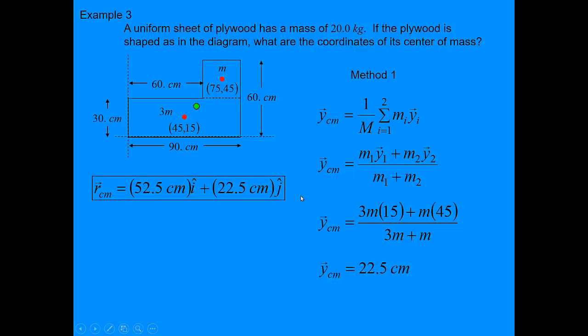So notice what our process was here. We took this weird-shaped object and broke it up into 2 objects of which we could find the center of mass. Those are the points where we can think of all the masses acting. So we essentially turned it into a 2-object system and then found the center of mass of that 2-object system, which ends up being the center of mass of the overall object.